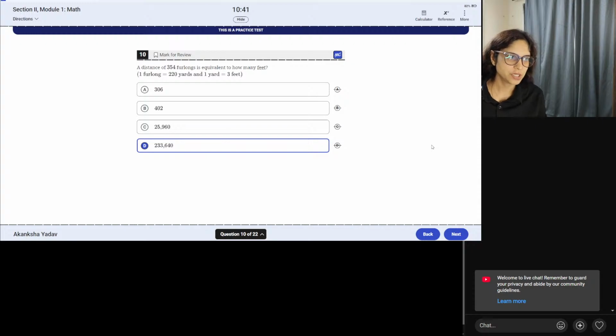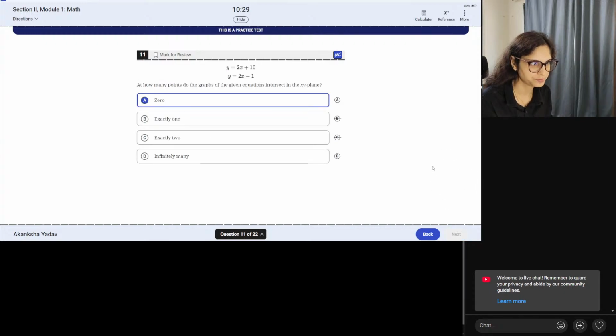354 furlongs in feet. So 1 furlong is 220 yards. So 354 times 220 yards. And 1 yard is 3 feet. So 354 times 220 times 3 feet. Answer was option D.